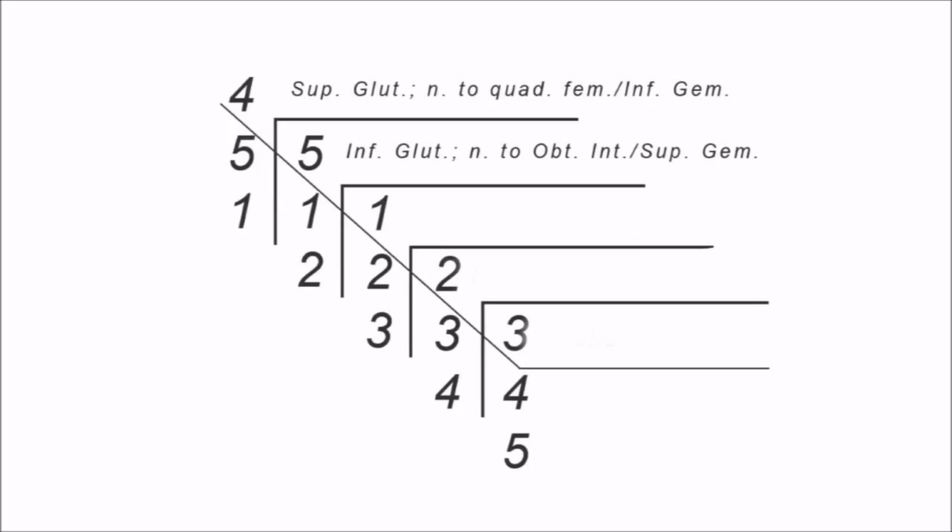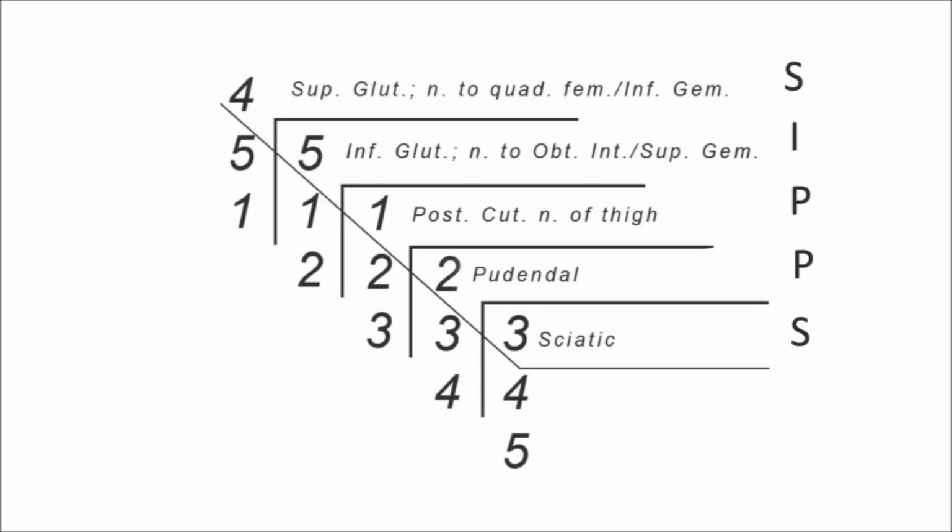S1, S2 and S3 provides the posterior cutaneous nerve of thigh. S2, S3 and S4 provides to the pudendal nerve. Finally, the first diagonal row L4, L5, S1, S2 and S3 makes up the sciatic nerve. You can remember the order through a simple mnemonic known as SIPPS.